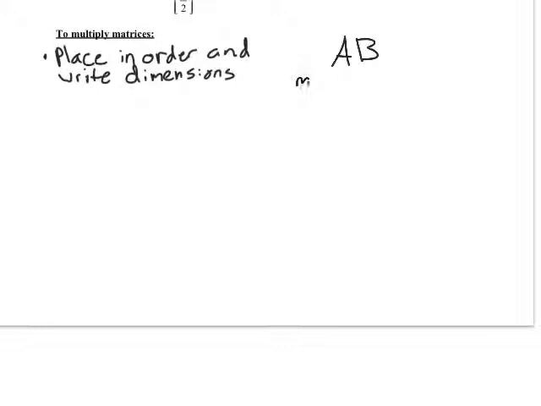Dimension: if this is an M by N and this is an N by K, that means we can do this. The center values have to match, and the result is going to be an M by K. So that's what we do first. We make sure we can do this, and we figure out the result. And what I do is I lay out the result. So I'll show you that with this.